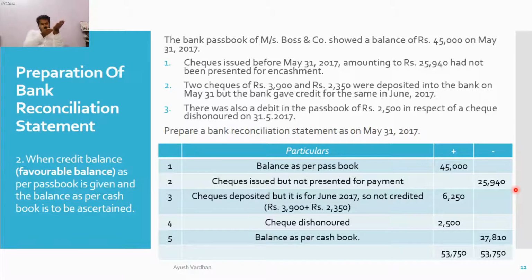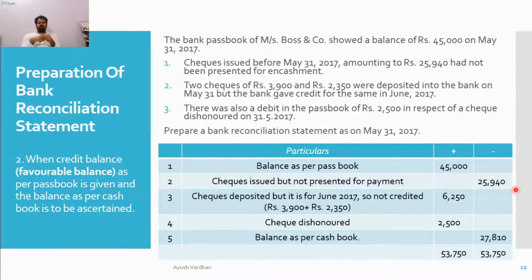And here the passbook remains at zero level. So this is the positive. Target book is positive. We will make an entry of positive 6,250. So this is how we see this entry. Now another entry related to check dishonored.